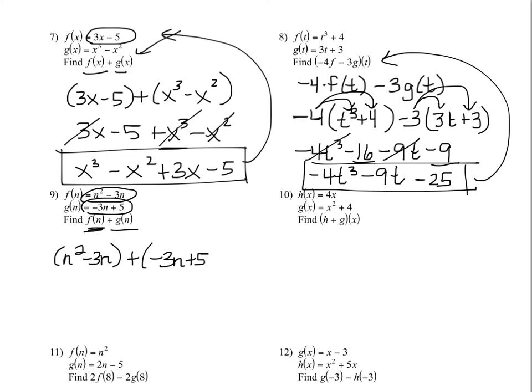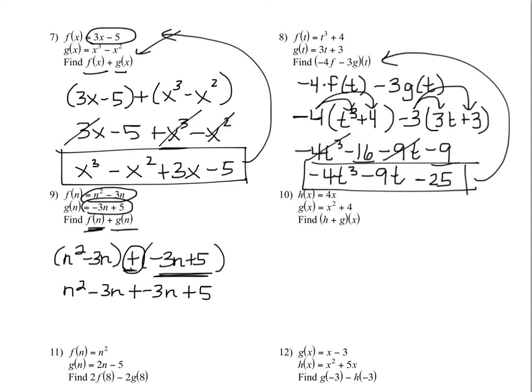Again, we're adding, so we don't have to FOIL or anything. This is just addition. There's nothing in front of the parentheses to distribute, so we can just go ahead and drop the parentheses and add things. Now, if there was subtraction here, you would have to distribute that negative, which would change the signs in here, but since it's a positive, it doesn't. So we're going to have plus negative 3n, and then plus 5.